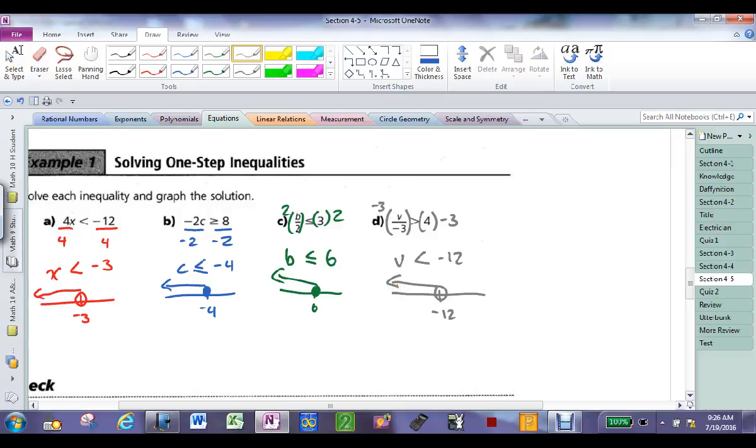Cool? Perfect. What if the numbers were first? What would all these graphs do? Go the opposite way. Go the opposite way of the sign. Okay? What if the number is first and it's a negative? If the number is first and the number is negative?